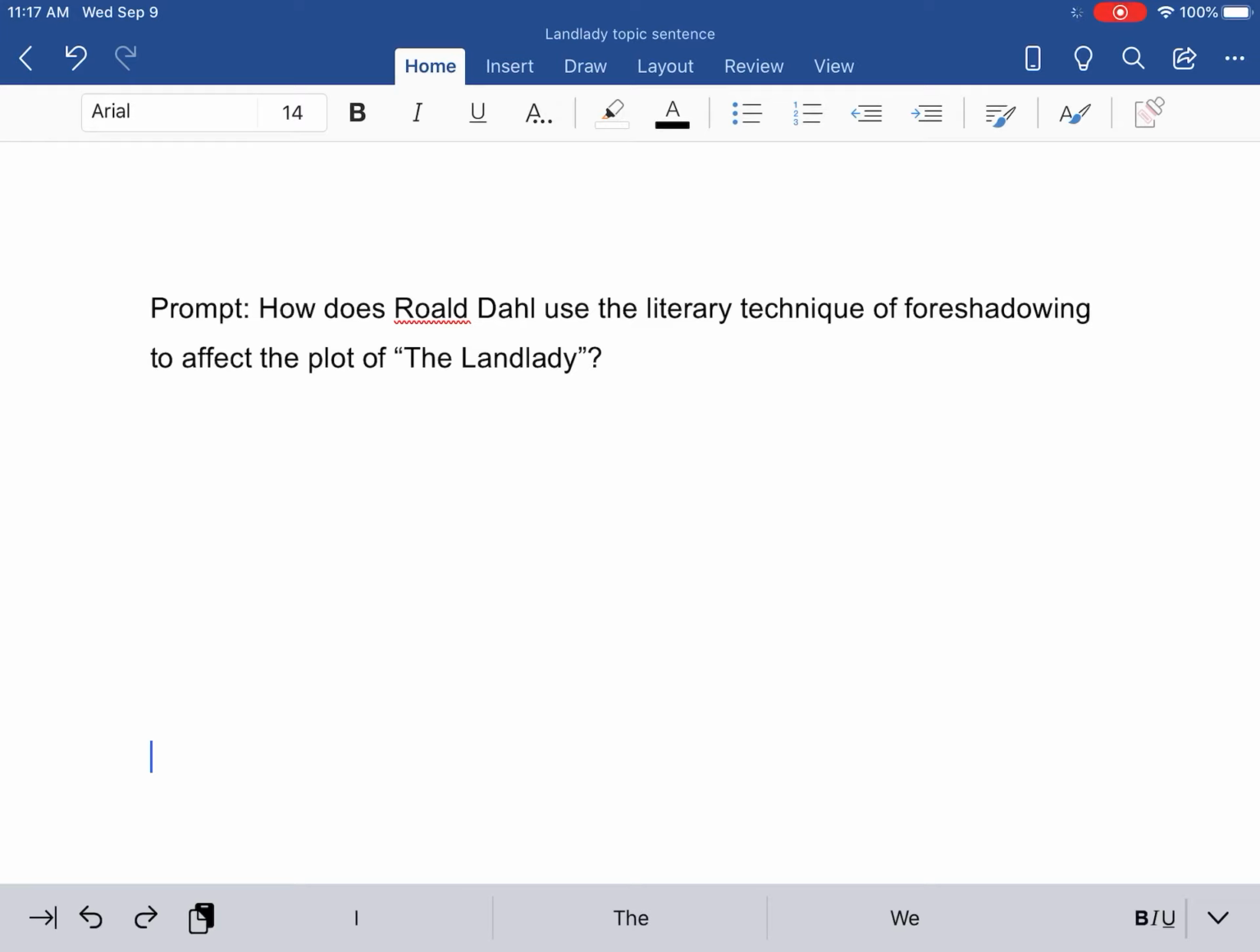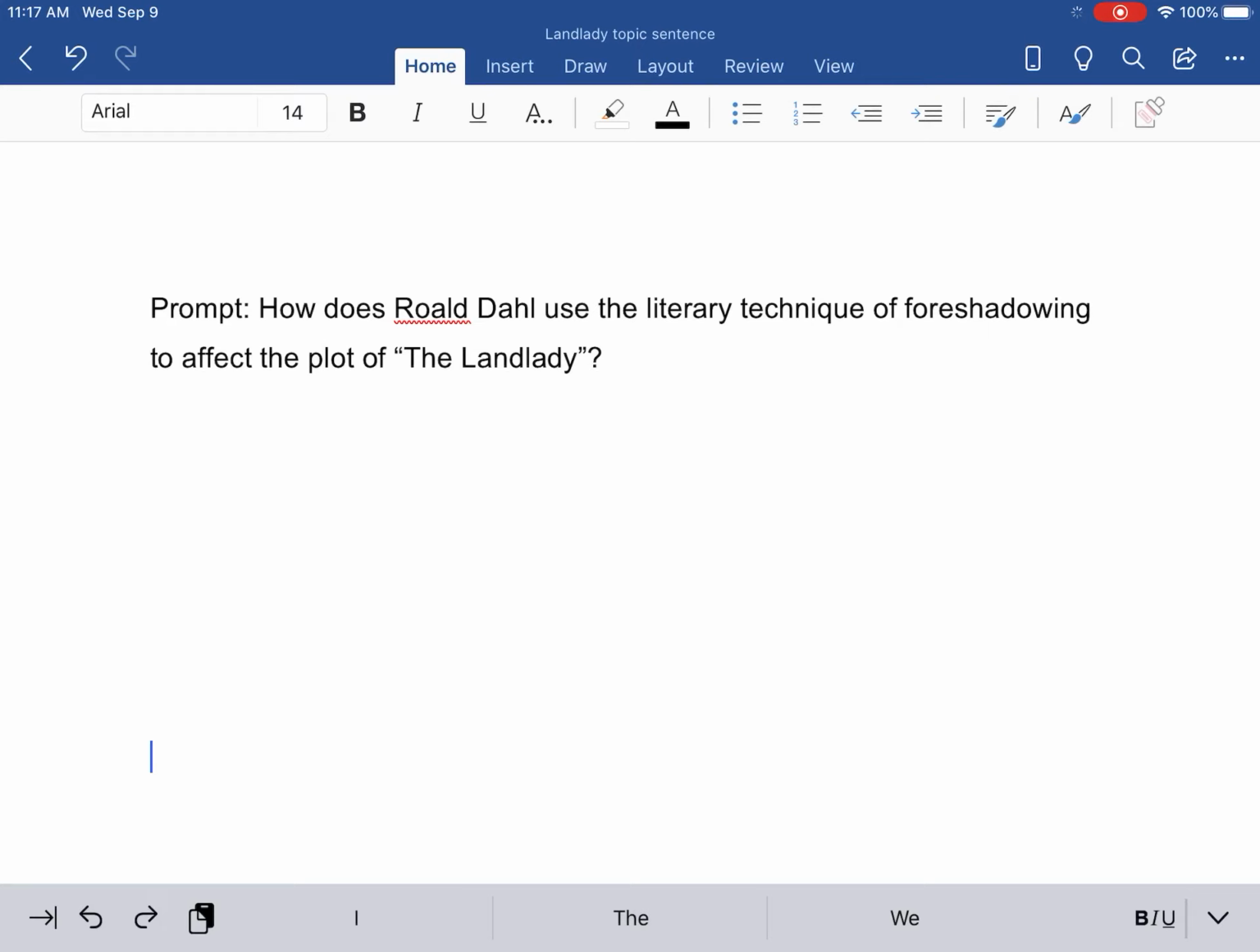I'm going to show you the first several sentences of this literary analysis and allow you to use these exact sentences to start your paragraph. You can just add on after we go through the first few together. So to begin, we have to answer this prompt with a topic sentence. So again, the prompt says, how does Roald Dahl use the literary technique of foreshadowing to affect the plot of The Landlady?